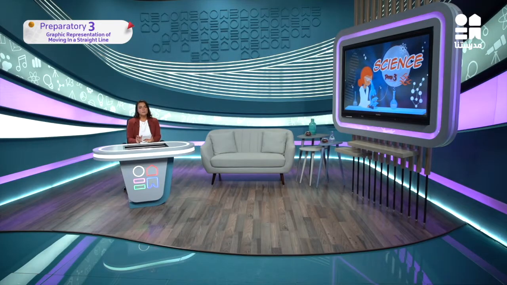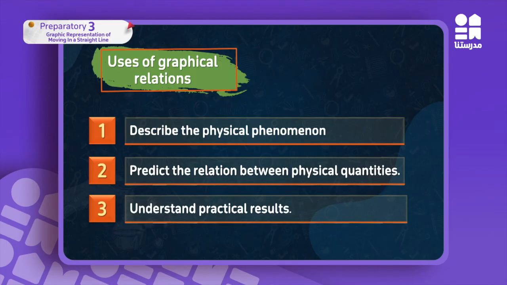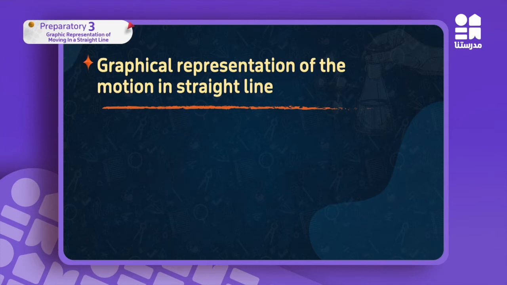So let's have a quick recap كده. What are the 3 reasons اللي بيهم أنا بستخدم graphs or table؟ أول حاجة describe the physical phenomenon. هتبقى أسهل بكتير to express a physical phenomenon using a graph or using a table. Number 2, predict the relation between physical quantities زي مثلا direct relation, inverse relation. Number 3, understand the practical results. Graphical representation of motion in straight line. واحدة واحدة كده دلوقتي مع بعض احنا هنتعلم how to draw a graph and how to find the relation between speed, distance and time or any physical quantity.